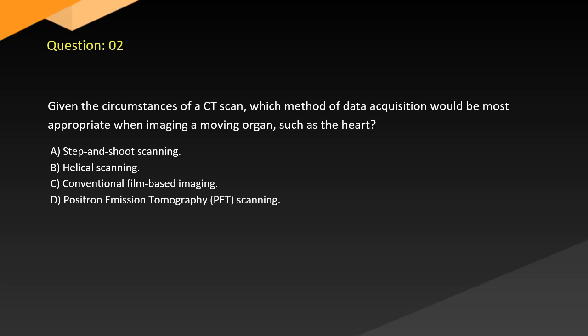Question 2. Given the circumstances, which method of data acquisition would be most appropriate when imaging a moving organ such as the heart? A. Step-and-shoot scanning, B. Helical scanning, C. Conventional field-based imaging, D. Positron emission tomography (PET) scanning.